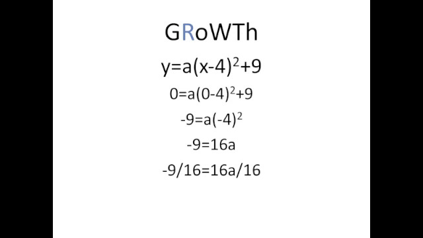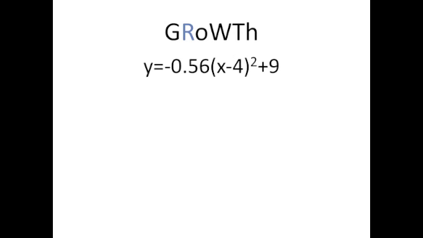After squaring negative 4, you will get negative 9 equals 16a. You are still continuing to try and get a by itself to figure out what the a variable is, so you divide both sides by 16. This will bring you to the answer negative 0.56 equals a. If you plug that into your equation, you will get the exact equation, which is y equals negative 0.56(x minus 4) squared plus 9.